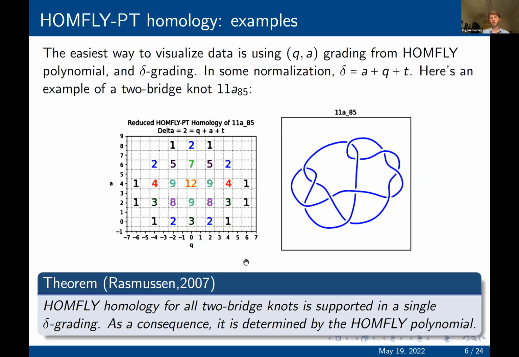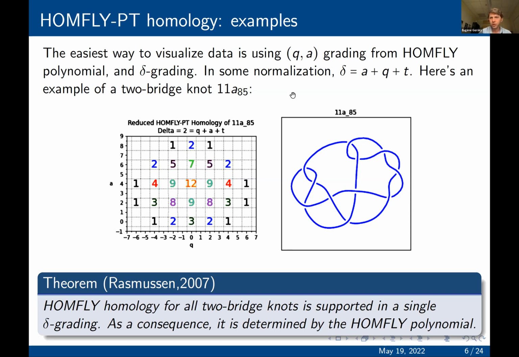Okay, so here's a typical example. Here's the knot 11a85 from the knot table. It's a two-bridge knot. And as I said, homology is triply graded. So you have three gradings, A, Q, T. The first basic question is, how do you actually visualize this? You have three gradings, so you have a three-dimensional space of things. And at each tri-grading, you have a vector space of some dimension.